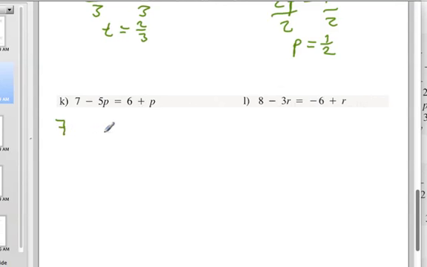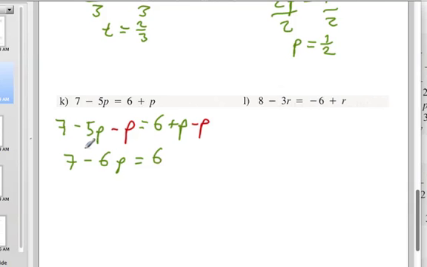So I'm going to subtract p from both sides. And I'll get the same answer as if I added 5p to both sides. So over here we have 7 subtract 5p subtract p. That simplifies to be 7 minus 6p is equal to 6.